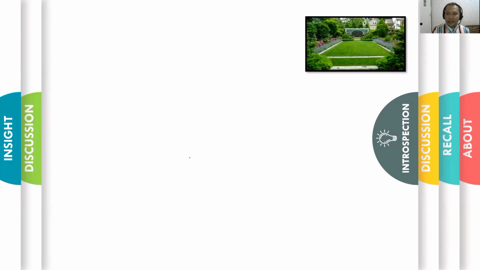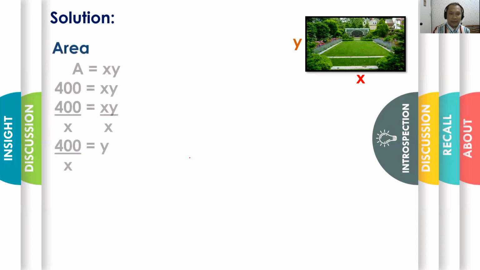next, here is our rectangular garden. Then let x be our length and let y be our width. Okay, therefore, we have to use first the area because in the given problem, the area is equal to 400 square meters. Therefore, I already present the solution for the given problem.